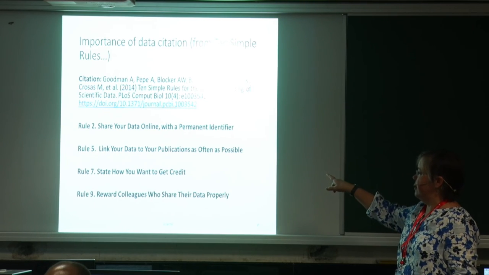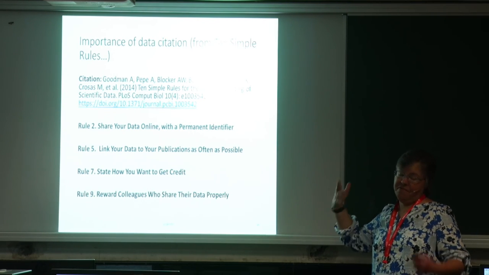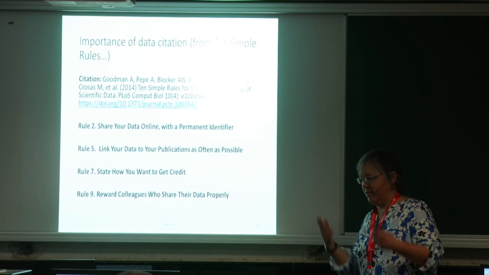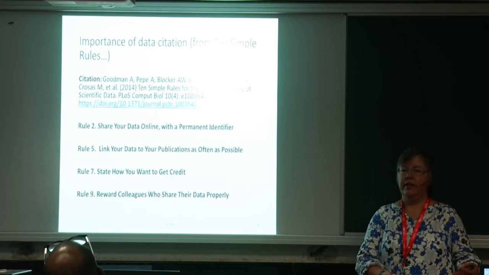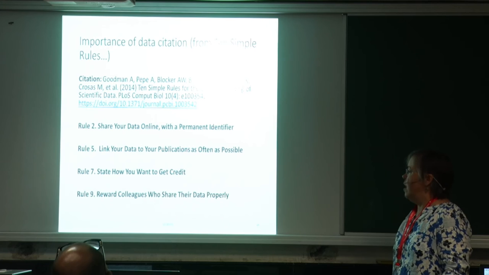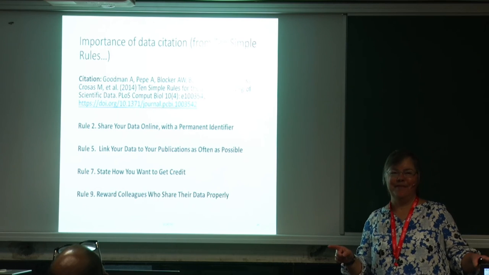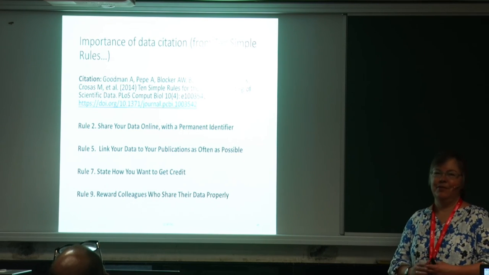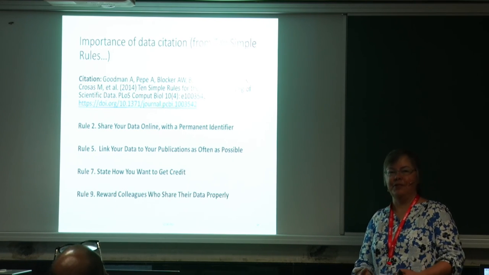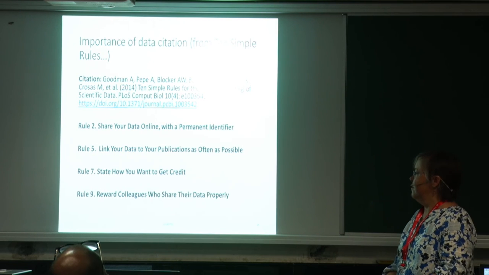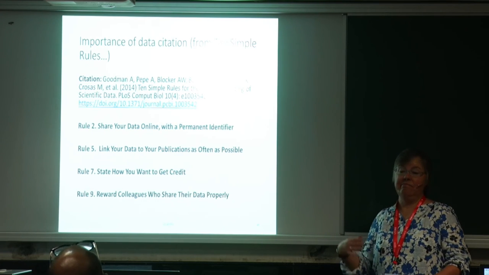Link your data to your publications as often as possible. So in other words, cite yourself, everybody wins. The readers can find the data and you get more credit. State how you want to get credit. So cite as follows, for example. Or sometimes people say, if you reuse this data set, that's fine, but cite my paper. Because you get more credit for your paper citations than for your data citations, until we get to this perfect open science world where everyone gets credit for their data sets. And reward colleagues who share their data properly. So if you do borrow someone's data, cite it properly.